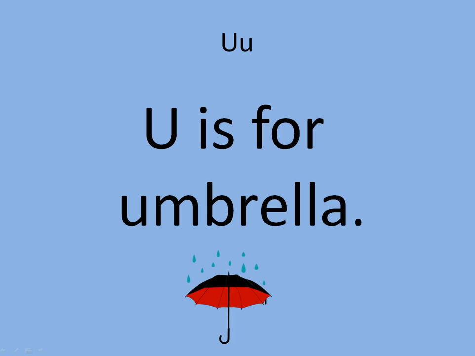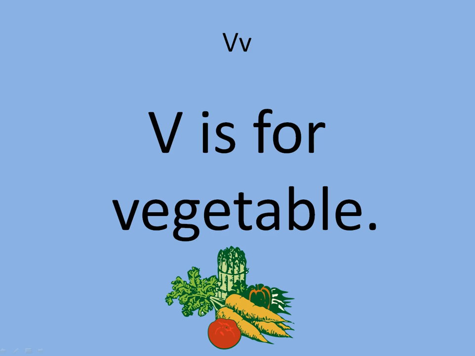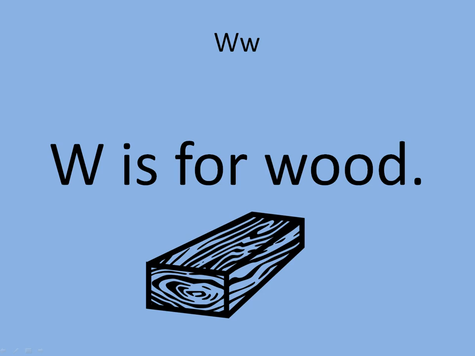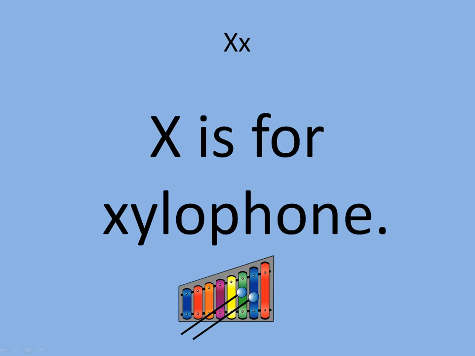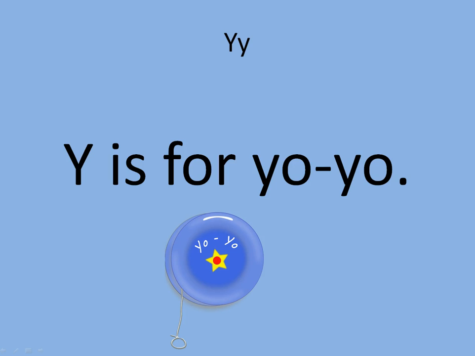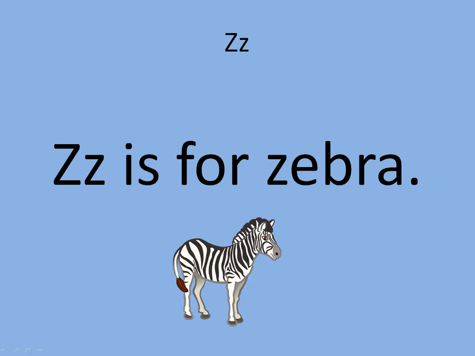U is for umbrella. V is for vegetable. W is for wood. X is for xylophone. Y is for yo-yo. Z is for zebra.